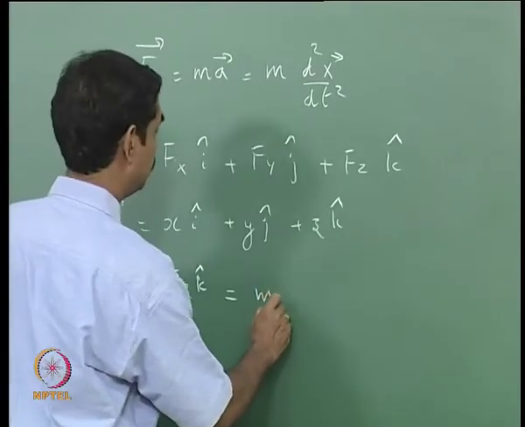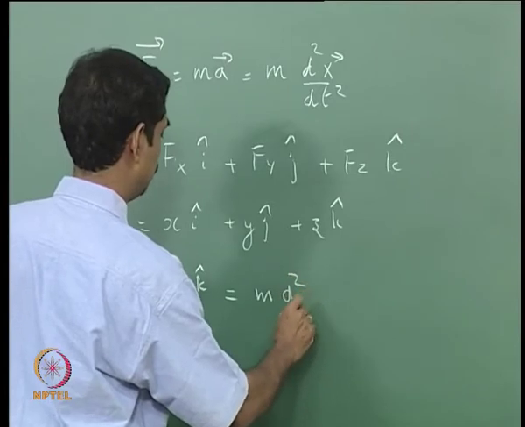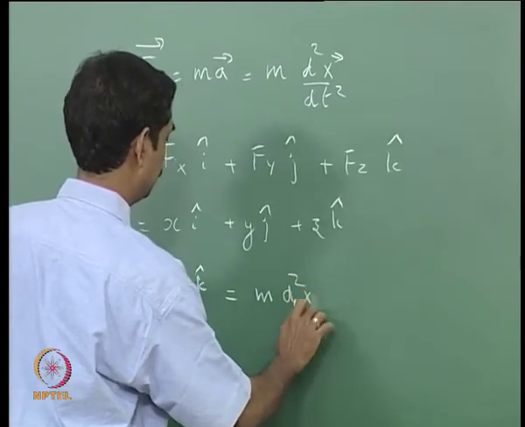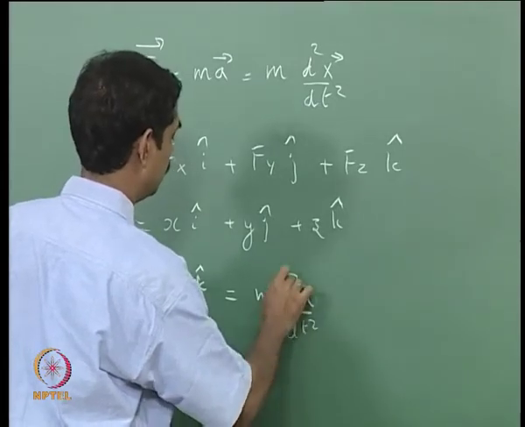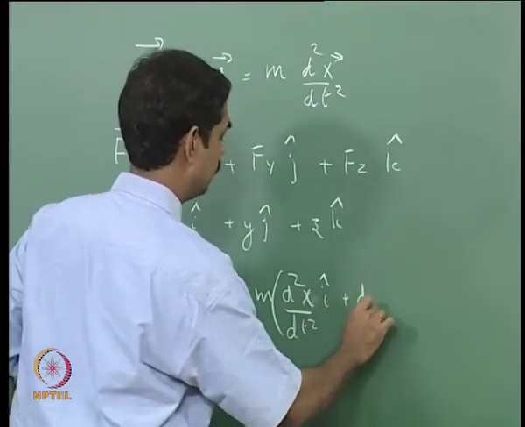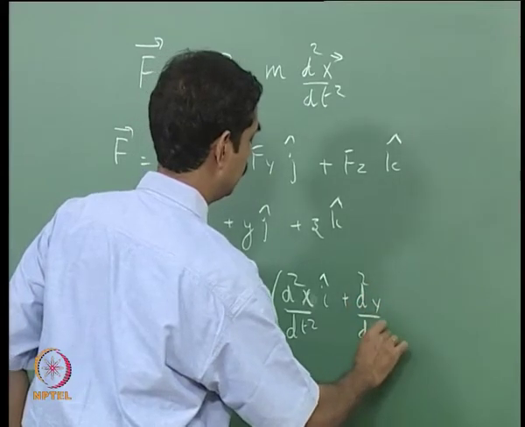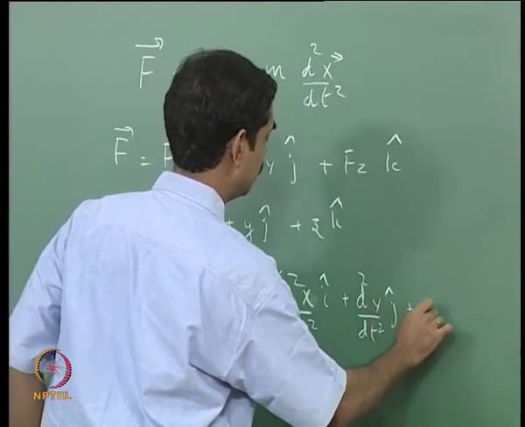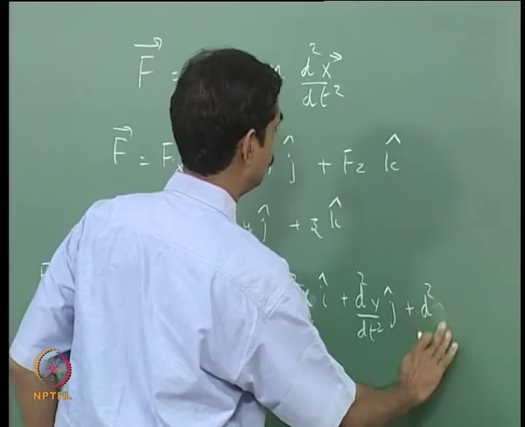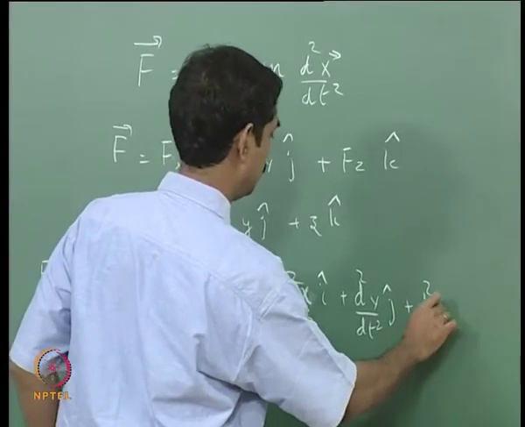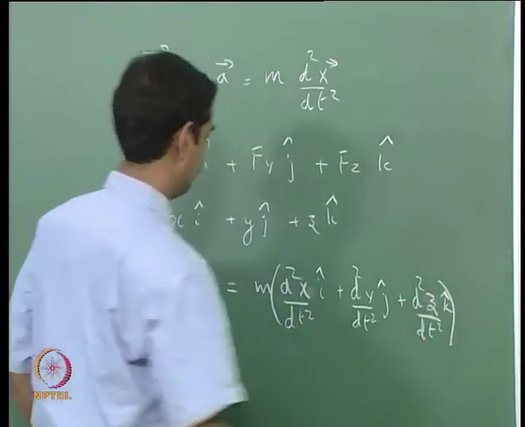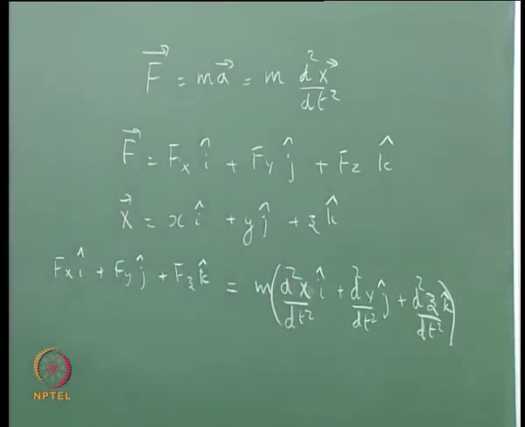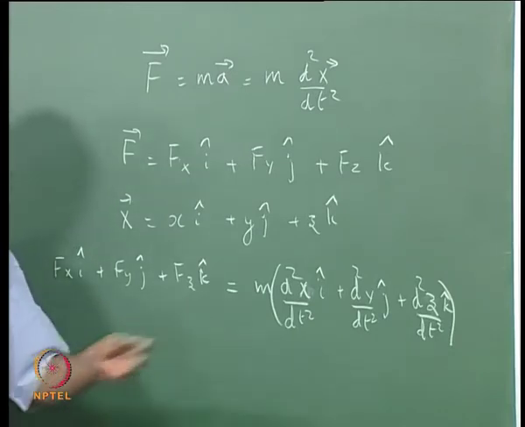Equal to m d squared x over dt squared i plus d squared y over dt squared j plus d squared z over dt squared times k. So this is a vector equation, but I want to get equations for fx, fy and fz.